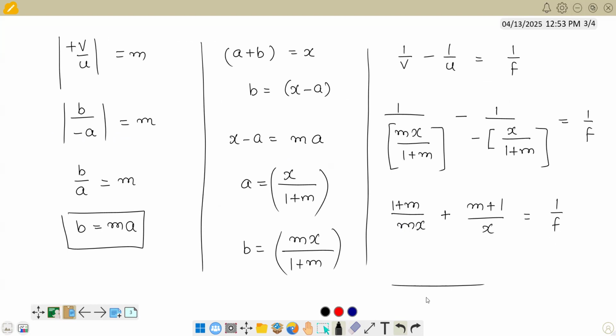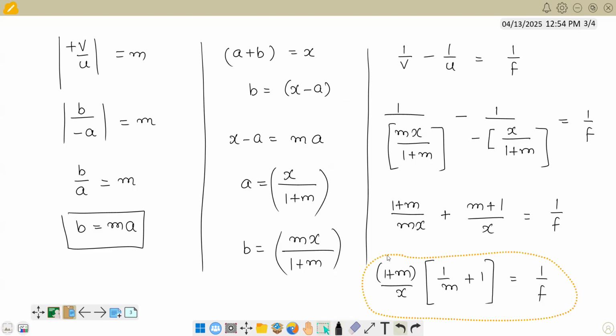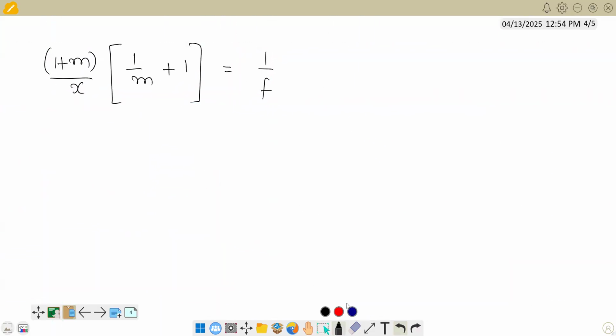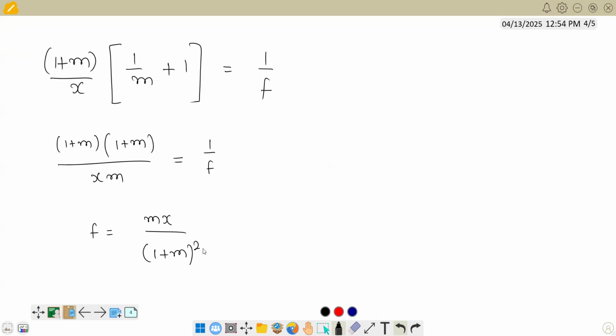The LCM of this is, if I take 1 plus m by x as common, you will get 1 by m plus 1, which will be 1 by f. Taking it to the next page, here we get (1 plus m) into (1 plus m) by x into m equals 1 by f. So simply f equals mx by (1 plus m) whole square. So this is how we are supposed to solve this problem.